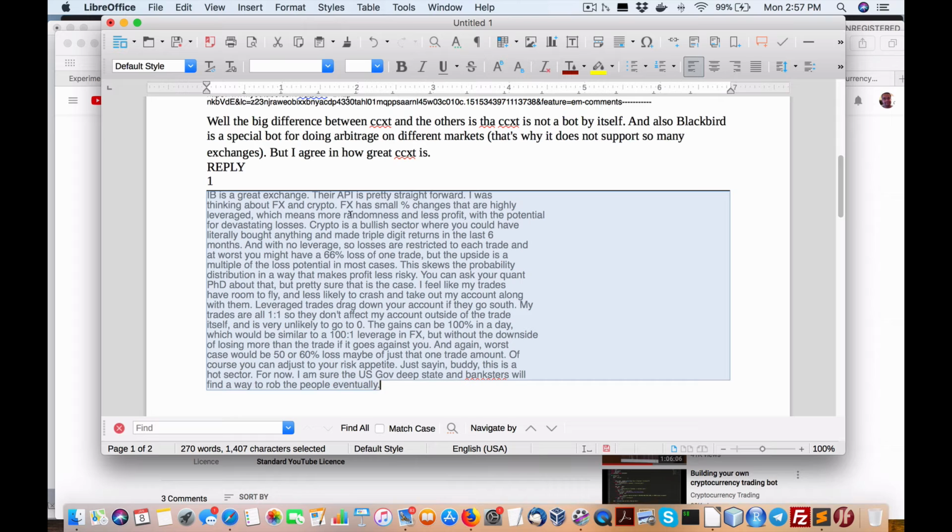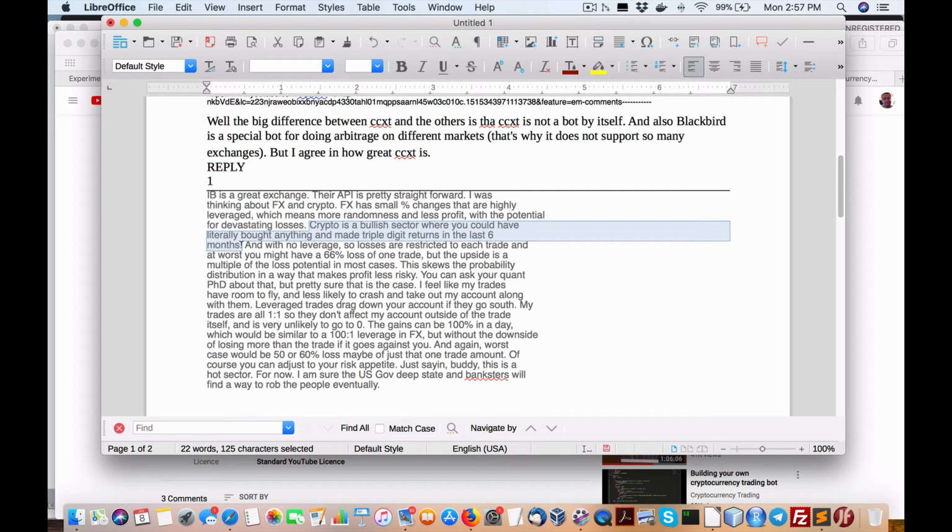I was thinking about FX and crypto. FX is small percent changes that are highly leveraged, which you control, which means more randomness and less profit with the potential for devastating losses. Totally agree. Crypto is a bullish sector where you could have literally bought everything and made triple returns in the last 6 months. Totally agree again. But let's admit it, that could be an anomaly. We don't know if that will ever happen again. It's a new asset trading class, so we don't know.